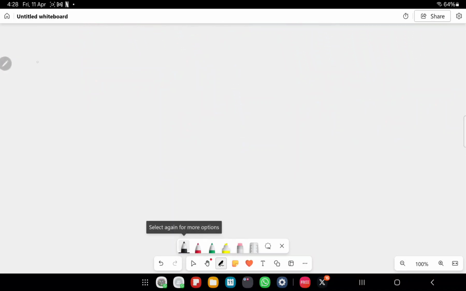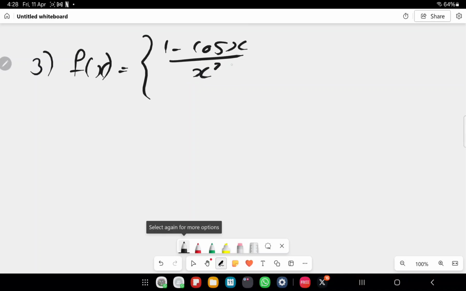Okay, question number 3. Question number 3 is like f of x is equal to 1 minus cos x divided by x square, if x not equal to 0, and 1 if x equal to 0. Children, if you directly apply 0, what will happen? 1 minus cos 0. Cos 0 is 1. So 1 minus 1, the numerator will get 0. The denominator, if you put 0 square, that's surely 0. So you will get a 0 by 0 form.